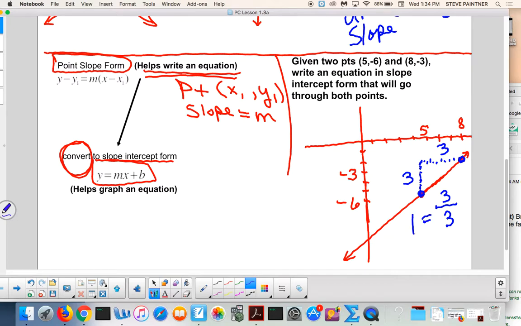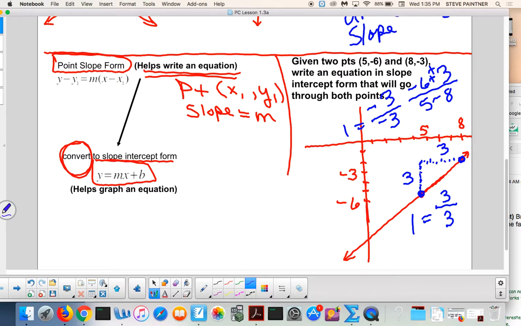So if I drew it, I can count it. But if I didn't draw it, I just do what? I'd probably go negative 6 minus what? Negative 3. Sorry, that's negative. And then I'd go 5 minus 8. And I'd end up with negative 3 on the bottom. And this is plus. Negative 3 on the top. What's the slope? 1. So no matter what, it's 1.